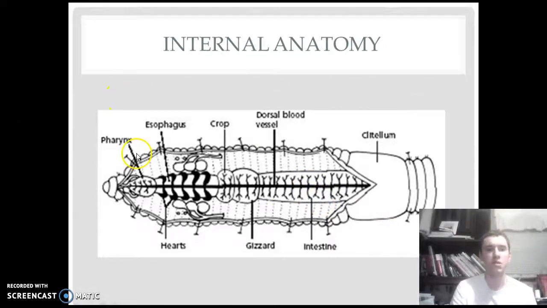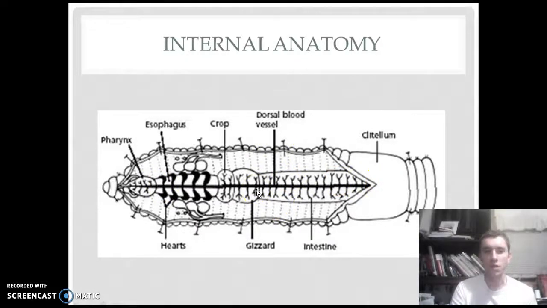So the first thing you're going to see is the pharynx, and then the esophagus. Now you're going to see these darker things, they almost look like mouse droppings, and those are actually the hearts. And earthworms have 5 sets of hearts. And we get to the crop, the gizzard, and then the intestines. Now all of this, the crop, gizzard, and intestines, and the esophagus, that's all part of the digestive system.